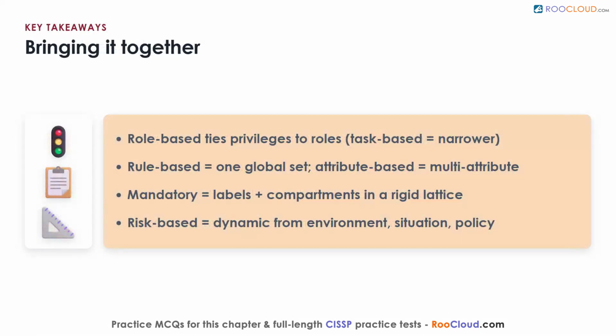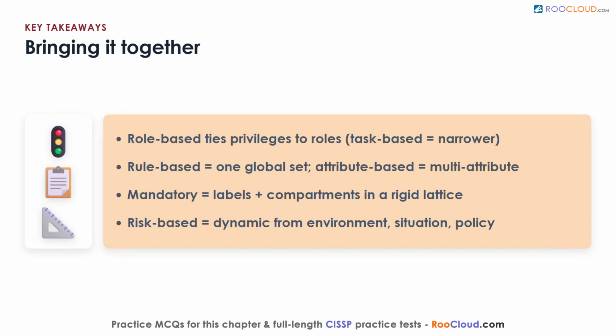So let's bring it together. Role-based control ties privileges to roles and beats privilege creep, with task-based control as its narrower cousin. Rule-based control applies one global set of rules to everyone, like a firewall. Attribute-based control upgrades that with multi-attribute policies for real flexibility.